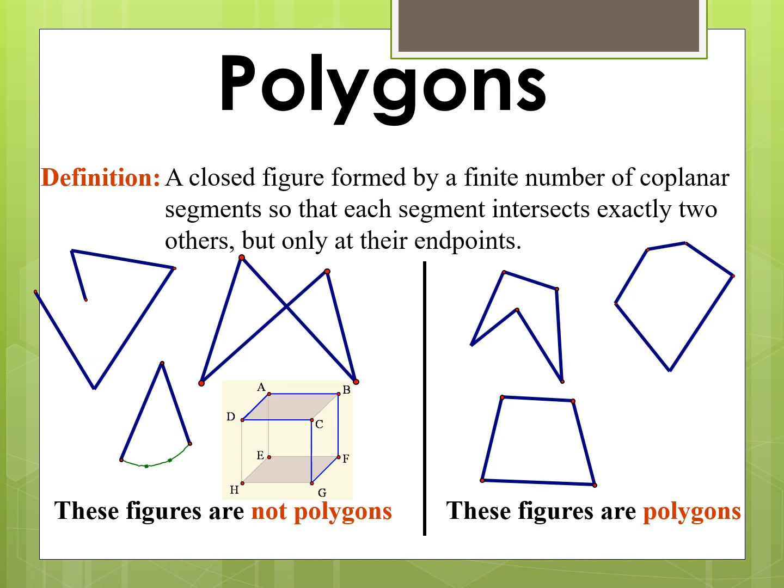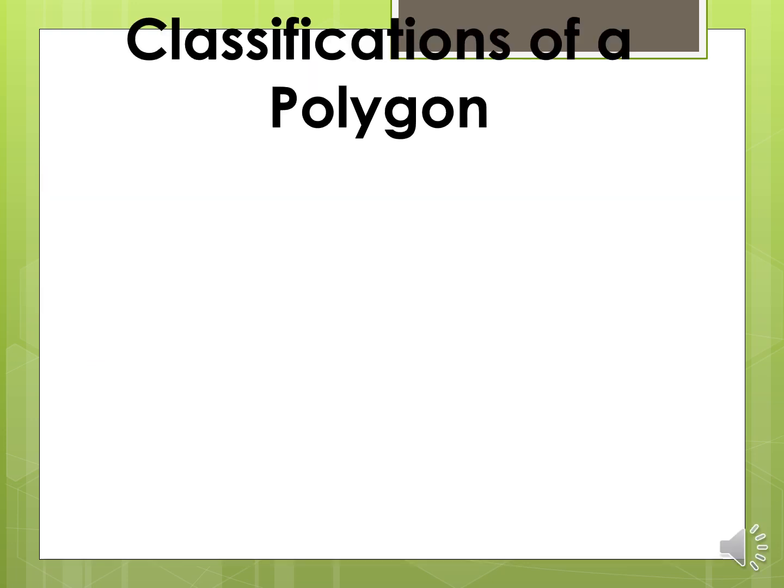This one also is not a polygon because it is not on the same plane. The segments are not coplanar; some of the points lie on another plane. But this one is a polygon because, as you can see in this figure, it touches only at the top of the plane that we have.